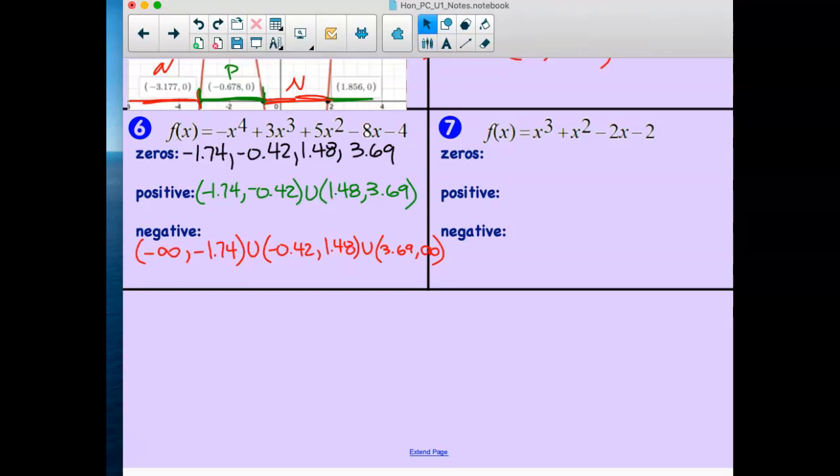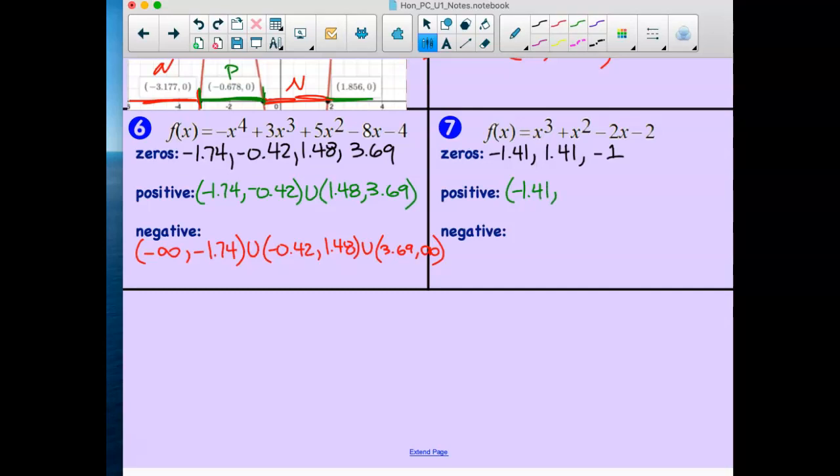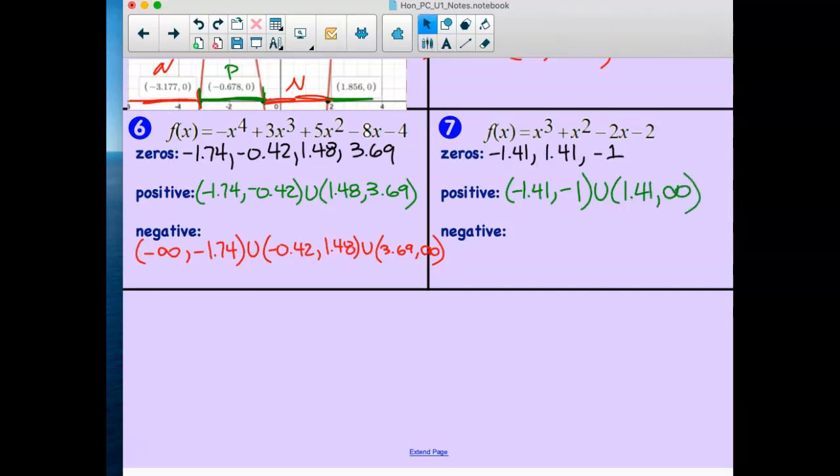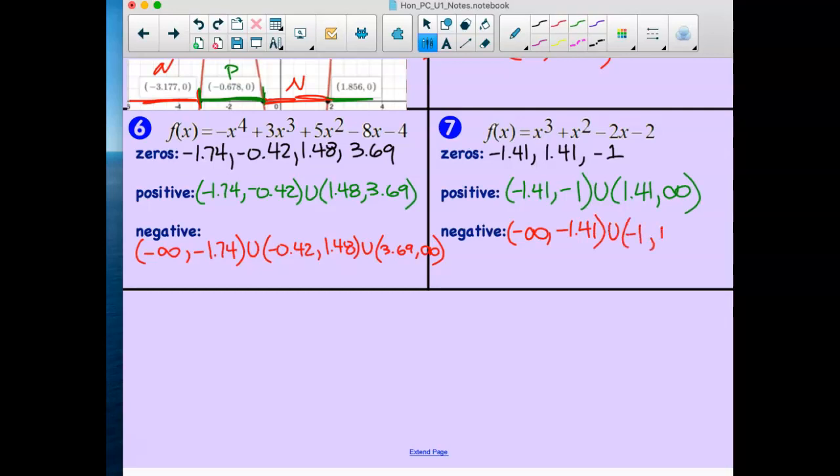Okay, one more. Last problem here. Zeros are at negative 1.41, positive 1.41, and negative 1. The positive interval is negative 1.41 to negative 1 and 1.41 to infinity. And the negative interval is going to be negative infinity to negative 1.41, union negative 1 to 1.41.